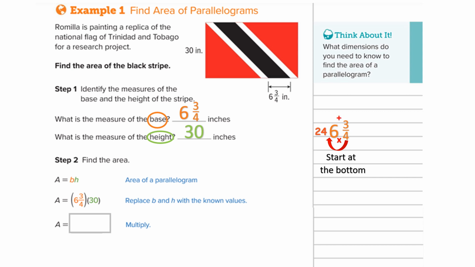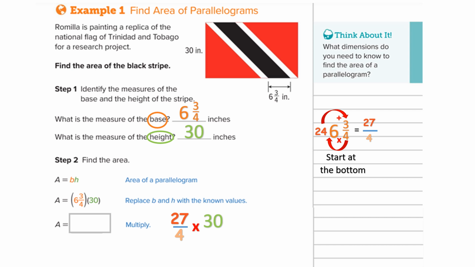And then I add. So I take the 24, and I add it to the numerator, 24 plus 3. That's going to give me a numerator of 27. My denominator of 4, it simply stays the same. Now I have an improper fraction, and I can put that into the math problem. So where it says multiply, I'm going to have the 27 on top, the 4 on the bottom, and I'm going to multiply it by the 30.